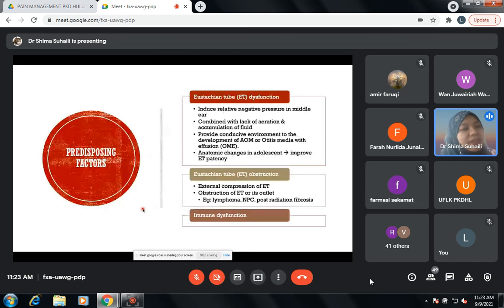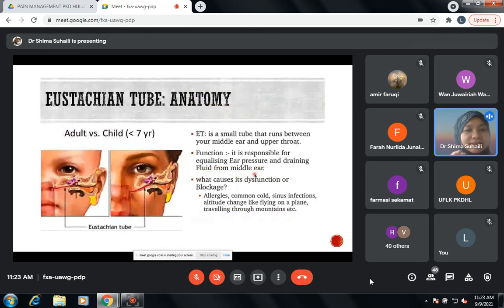Okay. What are the predisposing factors? As I mentioned earlier, the key of AOM is related to eustachian tube dysfunction. So ET dysfunction or ET obstruction, these are the two common problems. Okay. So let's see the picture of the ET first, about the anatomy. Okay. The eustachian tube is a small tube that runs between your middle ear and upper throat. So this is your middle ear and this is your upper throat. The eustachian tube memang open to the inside of the nose, at the back of our nose, dekat dengan our throat.